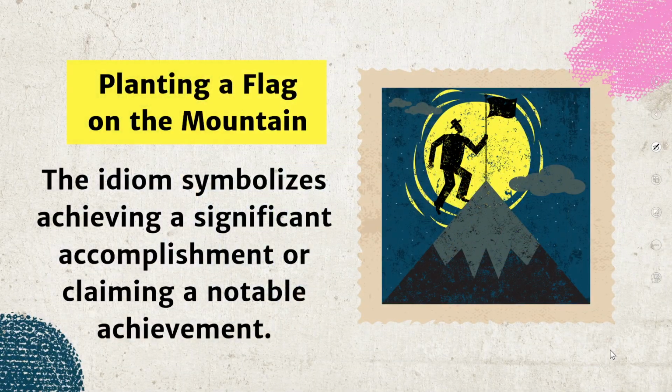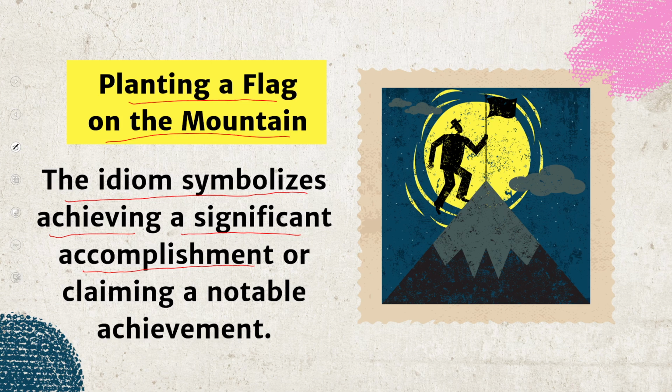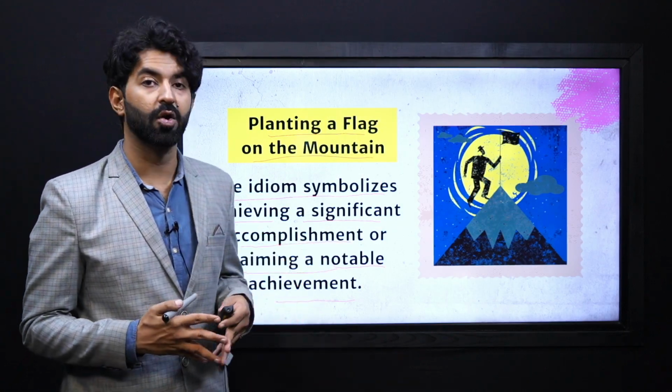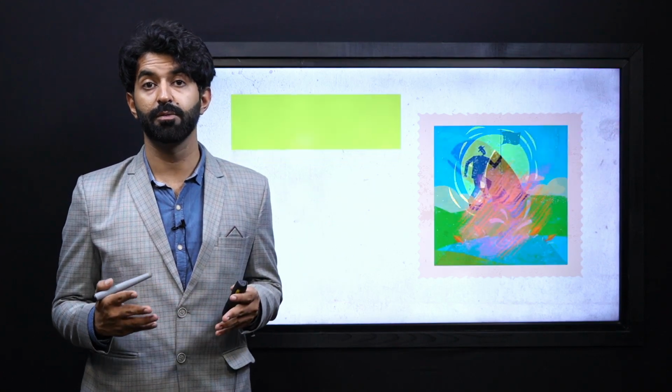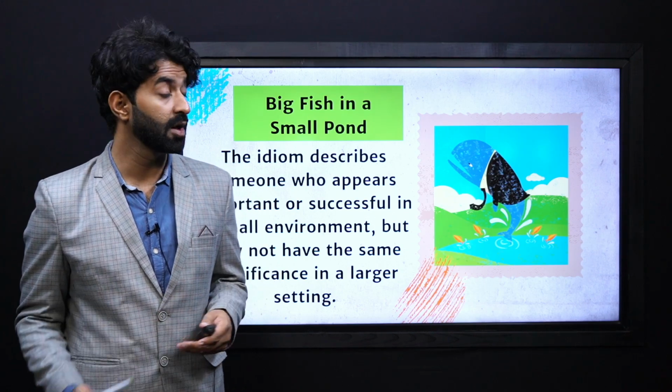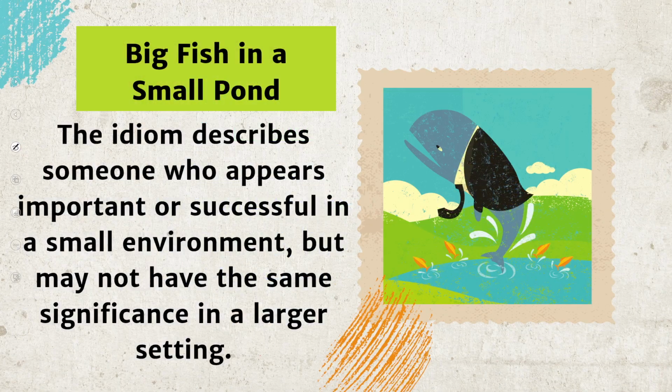Another one is planting a flag on the mountain. Now, this idiom symbolizes achieving a significant accomplishment or claiming a notable achievement. If something like this happens, you will say that you have planted a flag on the mountain. This symbolizes success and achievement. Next one is big fish in a small pond.